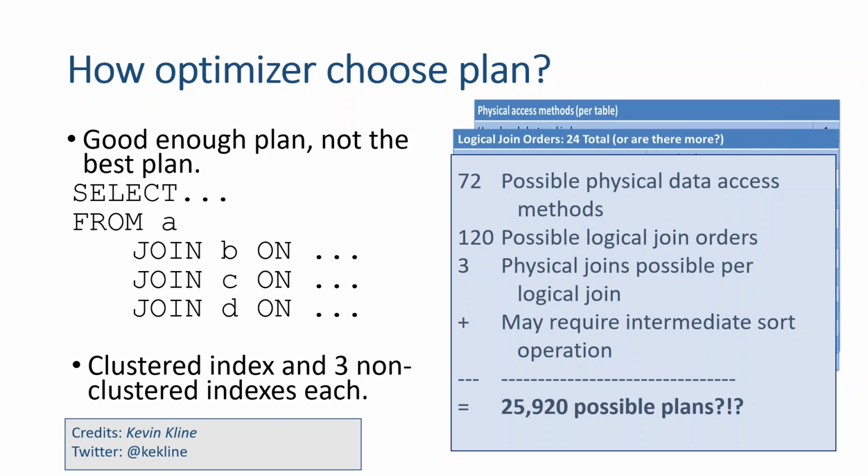And no user wants to wait for such a long time to get the results. That's the reason why the optimizer will choose the good enough plan instead of the best plan. And how it does that is it will very quickly analyze some of the transformation rules to get that good enough plan, instead of analyzing each and every transformation rule to get the best plan. That's the reason the optimizer is so quick. I would like to thank Kevin Klein for loaning me this example.